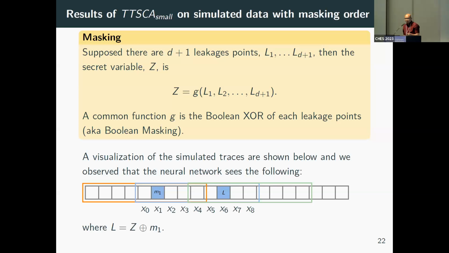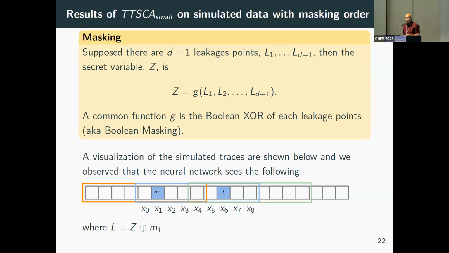So as was given by the previous talk, masking. Suppose we have a masking order D. That means we have D plus 1 leakage points, L1 to LD plus 1. Then the secret variable Z is actually a function G of these L1 to LD plus 1. A common function G is what we know as Boolean masking, using the Boolean XOR of each leakage point, which is what we're going to consider in this work.